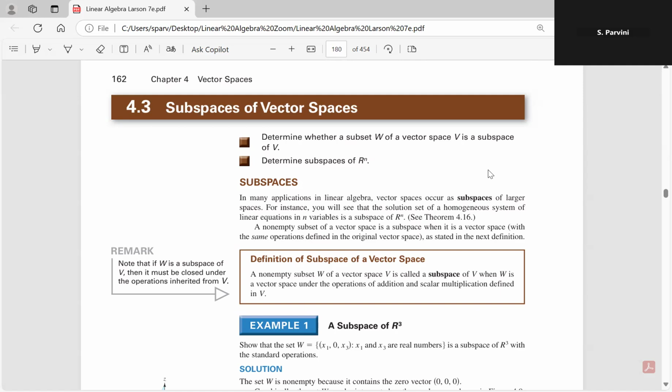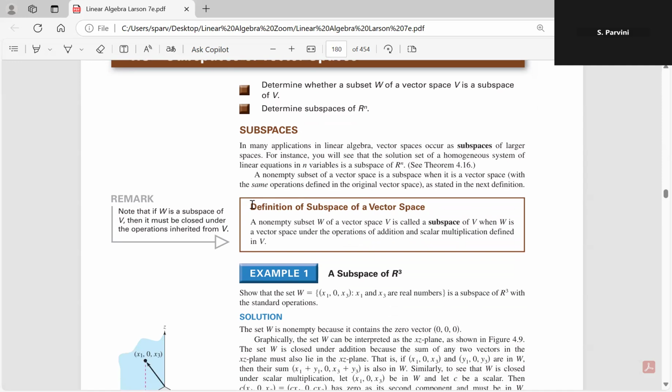So a subspace is simply a subset of a larger space. So what is the definition of a subspace right in here? The definition reads a non-empty subset, and your book calls it W, other books may call it S for subset. These are just dummy names, right? So let's say a subset W of a vector space. It's called that when W is a vector space under the operation of addition and scalar multiplication.